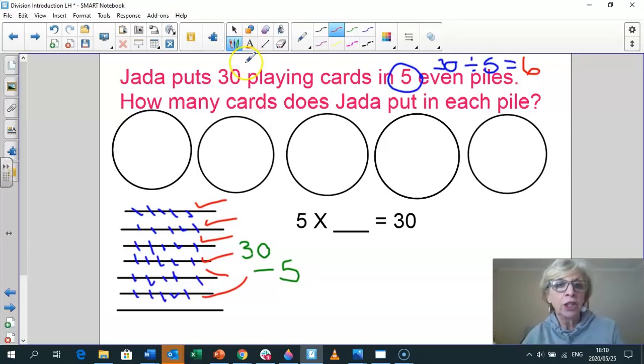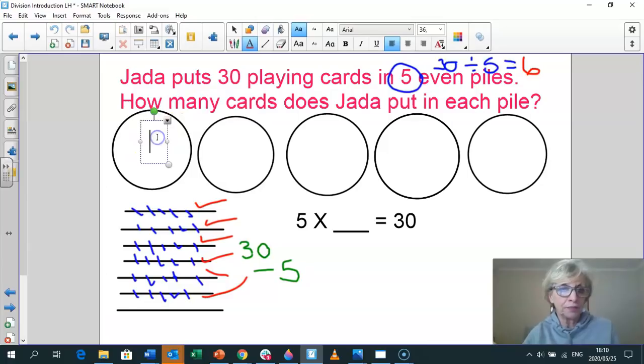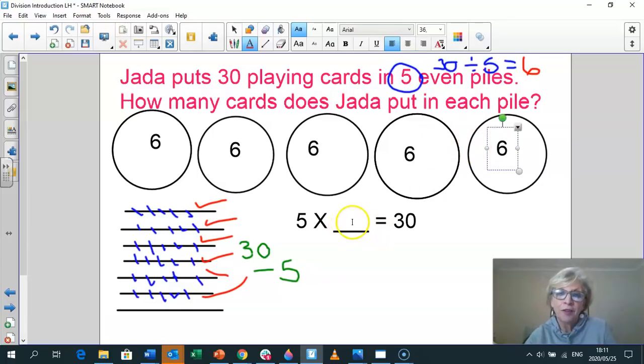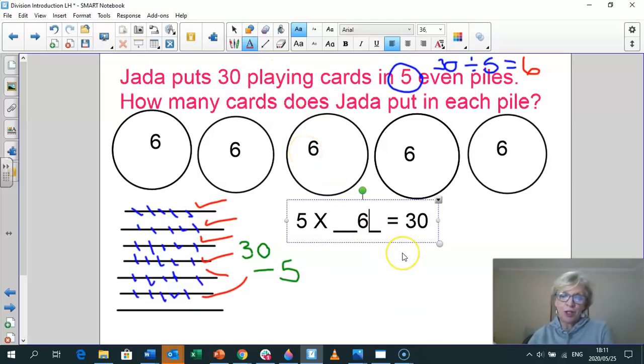And let's now use the other strategy where we are going to deal out. So 6, and let's count on 6. It's 12, 18, 24, and 30. So 5 times 6 equals 30, or 30 divided by 5 equals 6.